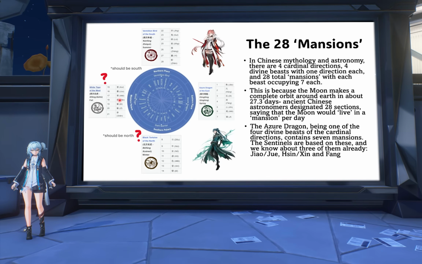And each of these 4 cardinal directions has a specific animal that is basically attached to them. So for example, you have the black tortoise of the north, you have the azure dragon of the east, vermilion bird of the south, and white tiger of the west. And every single cardinal direction has 7 mansions. Each beast has 7 mansions.